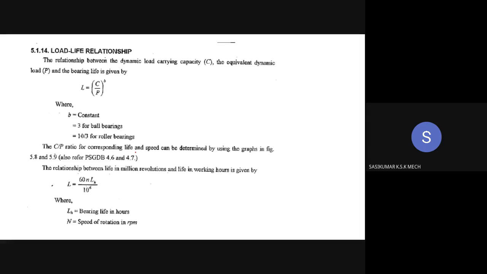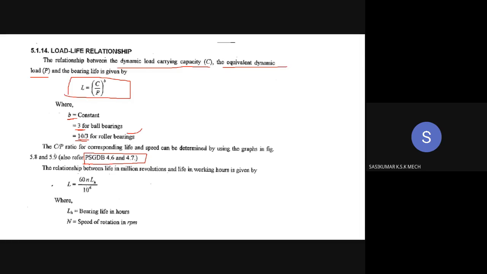And you have a load life relationship. Okay, so if you take the dynamic load carrying capacity as C and equivalent dynamic load P, then the bearing life may be termed in this way. These are all experimental relations. So life of the bearing L is equal to (C by P) power b. Okay, and this b may be 3 for ball bearing, 10 by 3 for roller bearing. This relation is also available on page number 4.6 and 4.7.